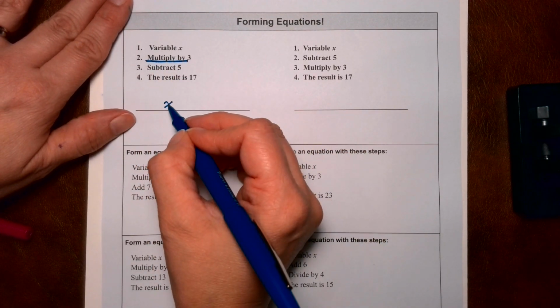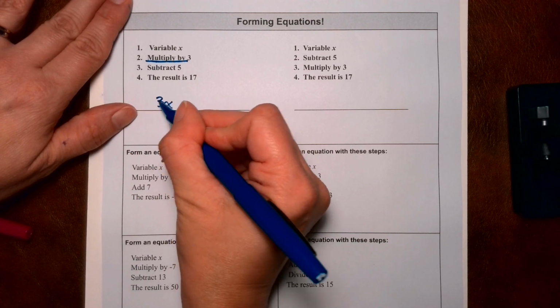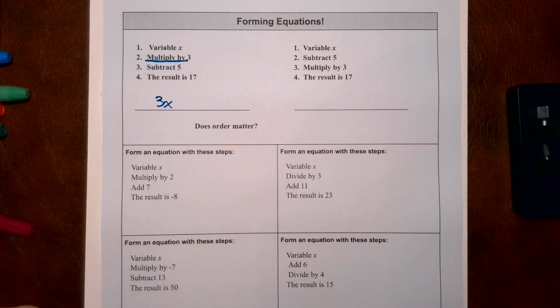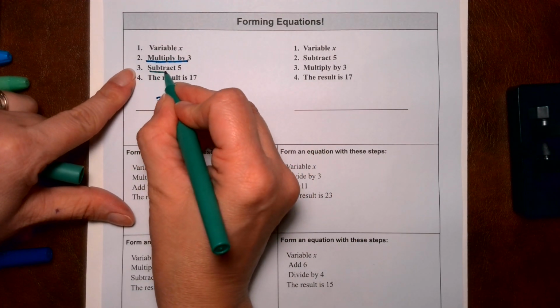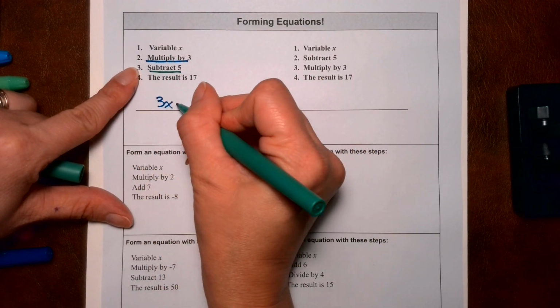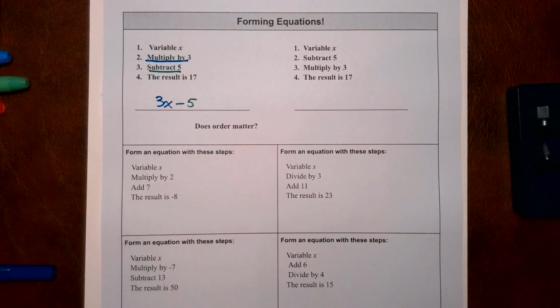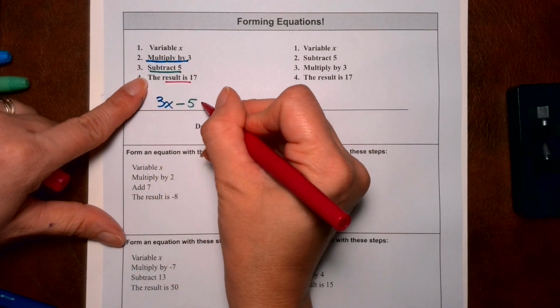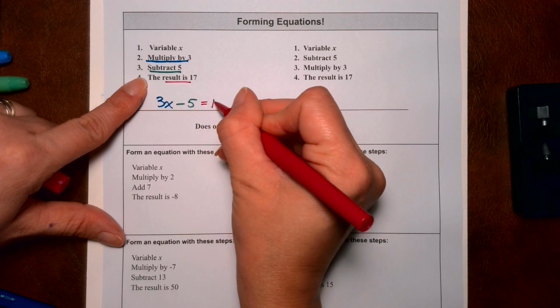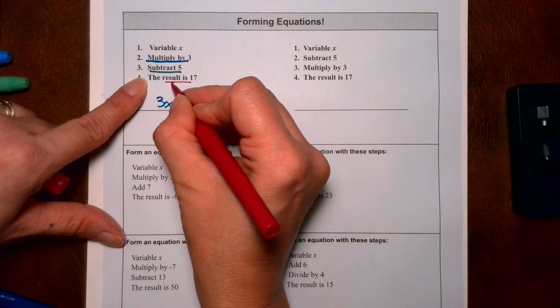The way that you say multiply is you put the number in front. 3 times x. All right, now step 3. We're going to subtract a 5. Minus 5. And then the result is 17. That means equals. Result means equal sign.